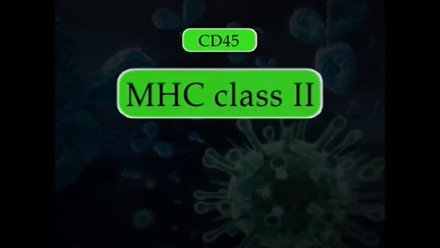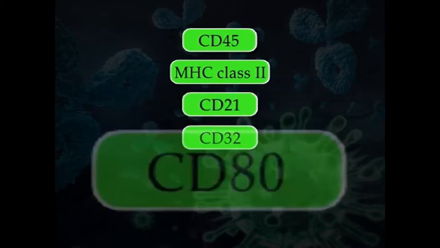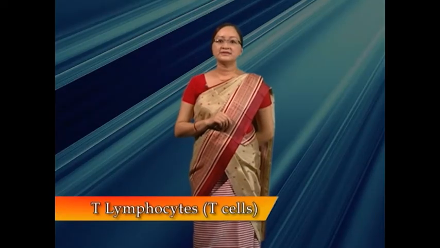Mature B cells express many other molecules on the cell membrane. Some of the important proteins present on the membrane of B cells besides antibody are CD45, MHC class II, CD21, CD32, CD80 and CD40. T lymphocytes or T cells.